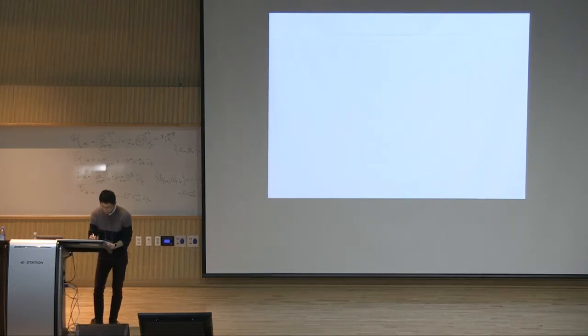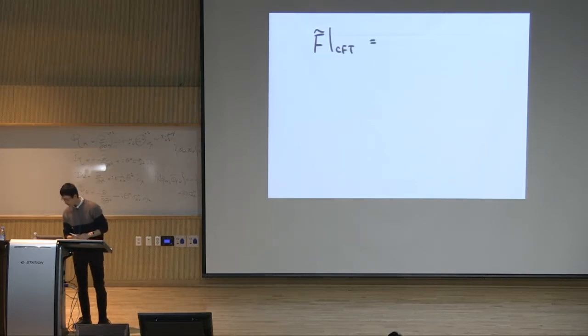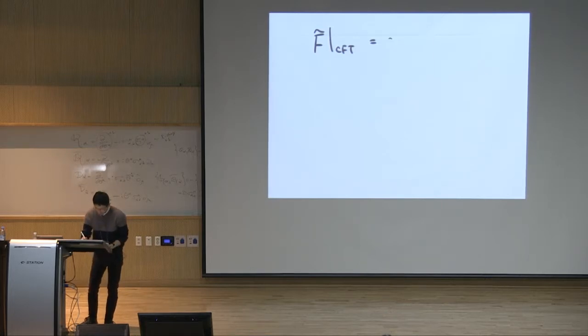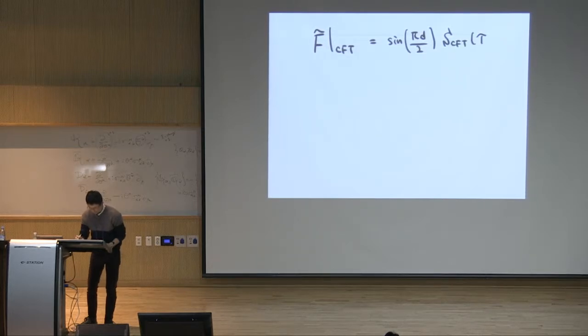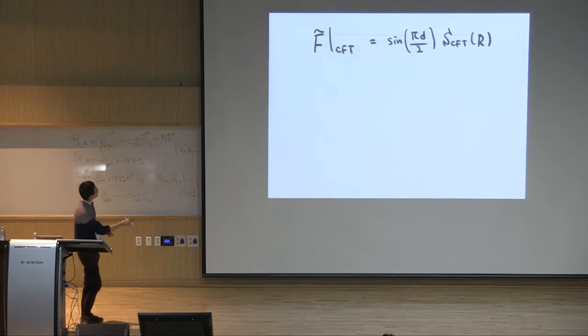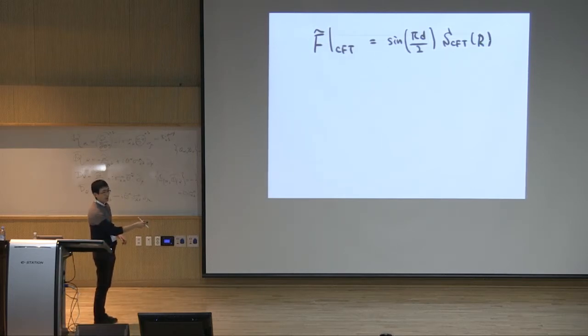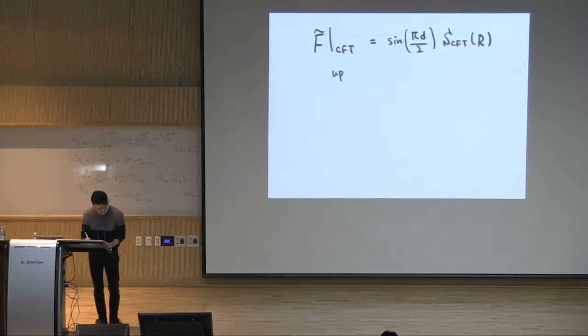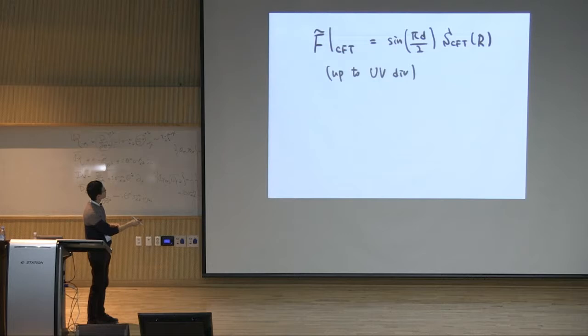More precisely, it follows from the CHM map that F tilde for a CFT, of course F tilde is maybe only defined for a CFT, is given by a sine function times the spherical entanglement entropy. Of course, this is also up to UV divergence, but I assume dimensional regularization. So if you calculate the right-hand side, it is automatically finite.